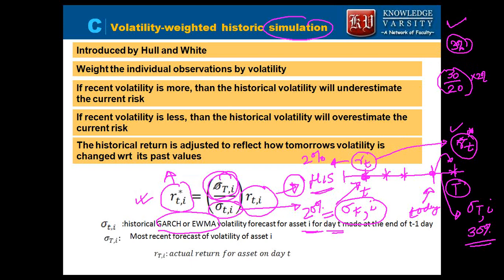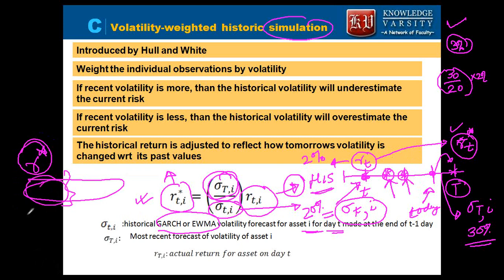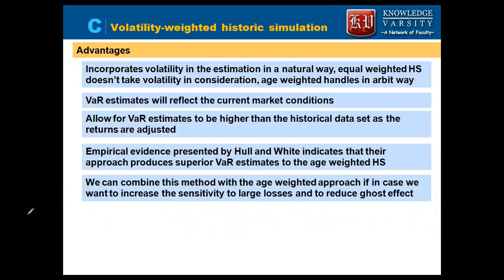So this is the return that you will use. All these past values will be changed, and then you will sort these new returns and take the bottom 5%. So this is your volatility weighted historical simulation, introduced by Hull and White. Now let us see what the advantages of this are.